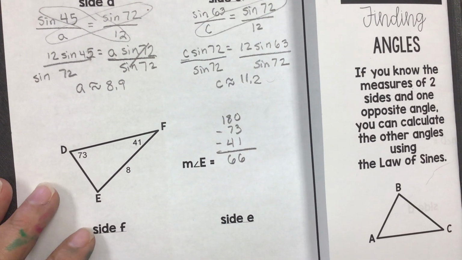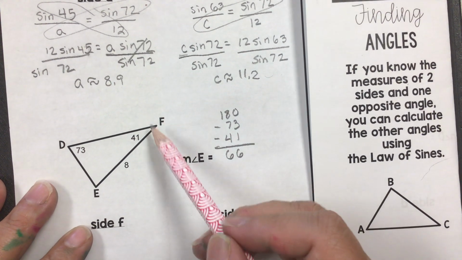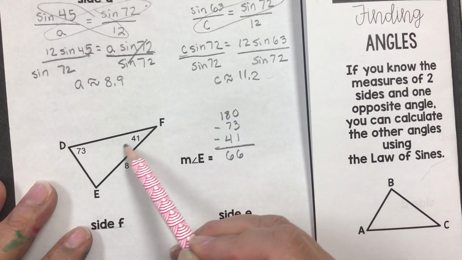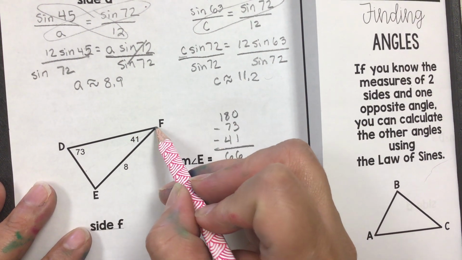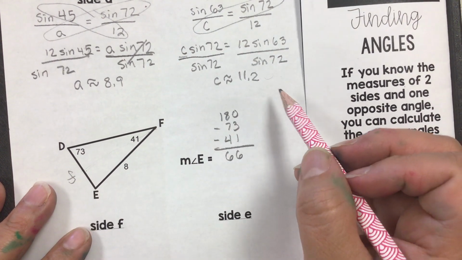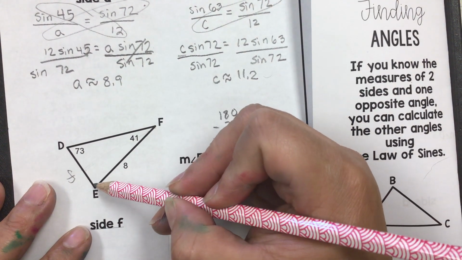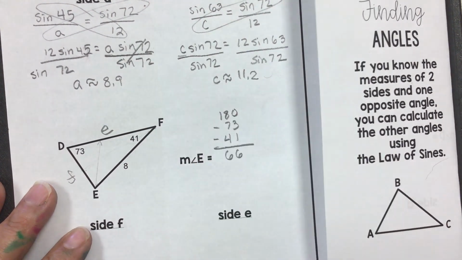Now I'm going to have to look for side F and side E. The angle is the one that tells you which side that is. So this is the angle F, that means that this is the side F. This is the angle E, so that means that this side is the side E.